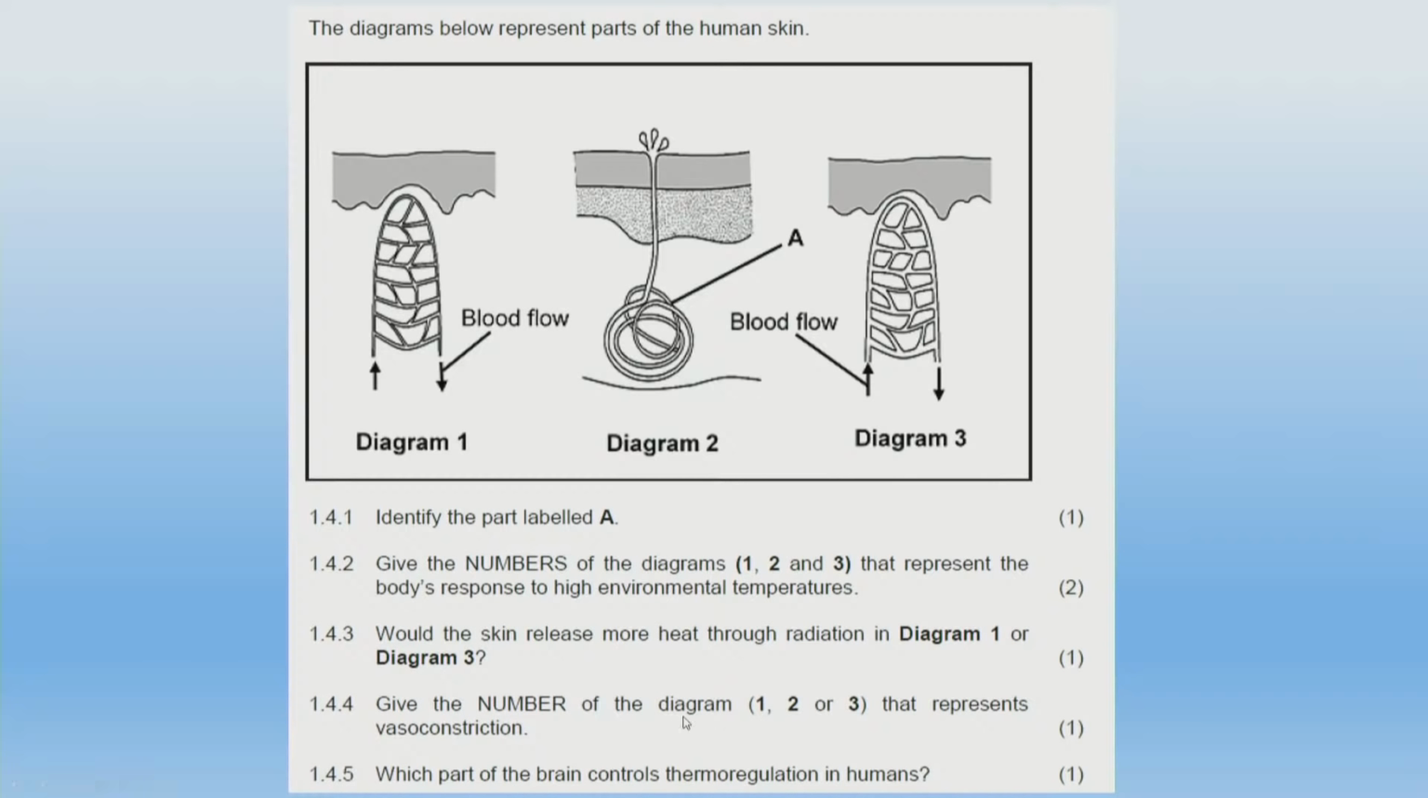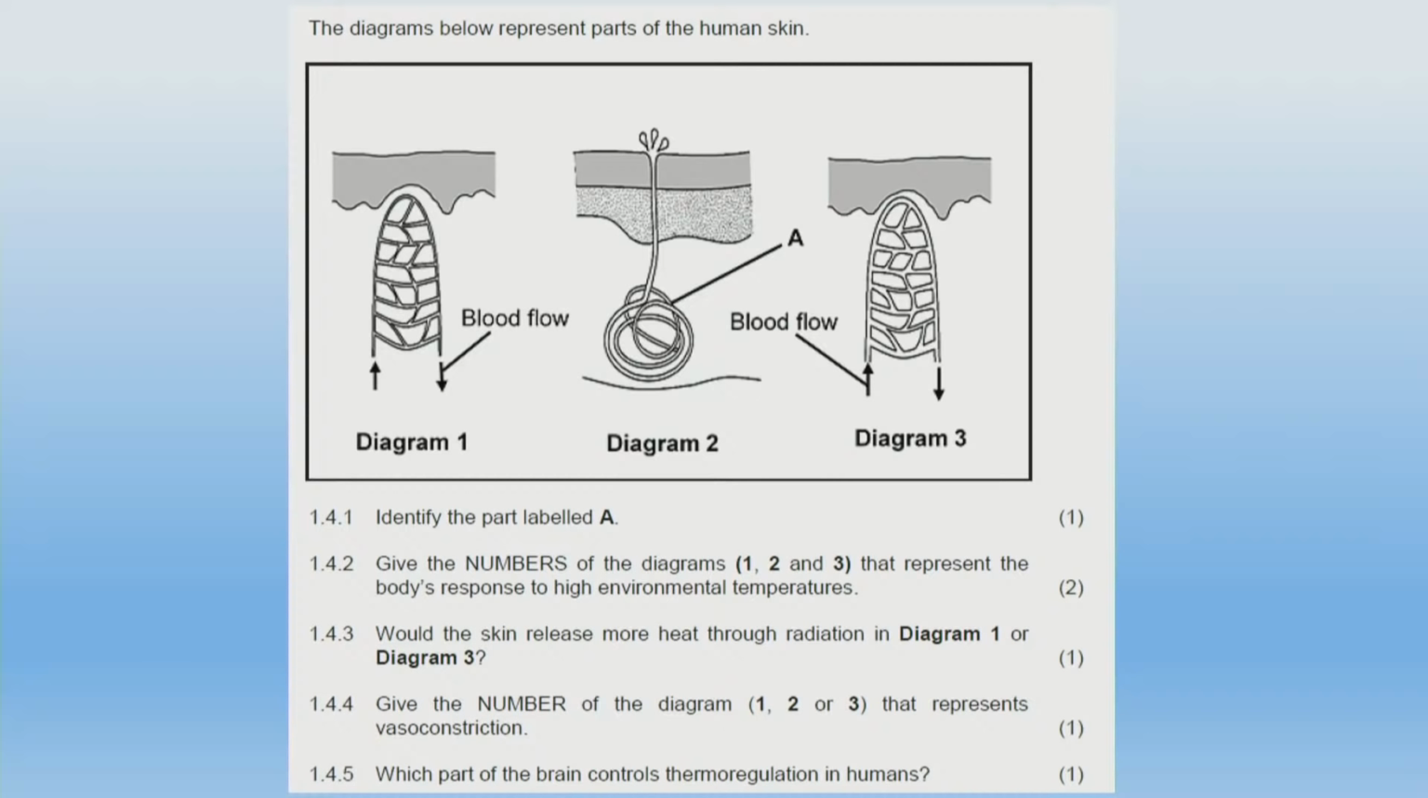Give the number of the diagram, 1, 2, or 3, that represents vasoconstriction. It means that the blood vessels have constricted. So question 1.4.4, it will be diagram number 1. The blood vessels have constricted, but when you look at diagram number 3, they have dilated. So the answer for question 1.4.4 will be diagram number 1, which represents vasoconstriction.